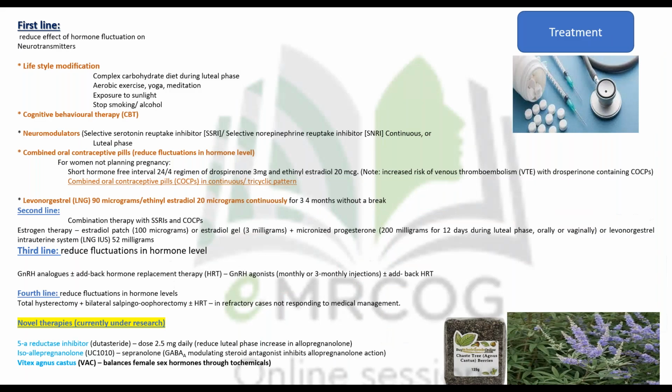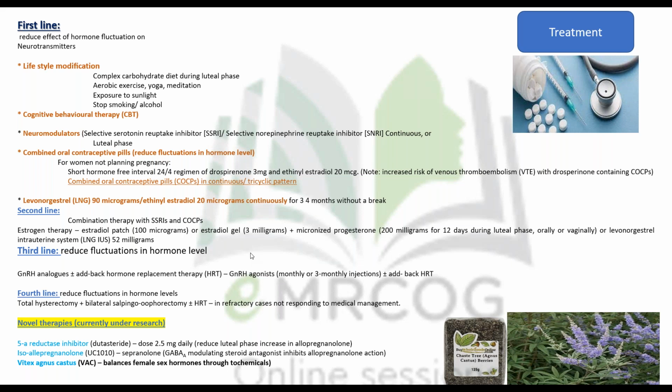Okay, so guys, let's have a look again at the treatment. We have reached the third line of treatment. First line, remember: lifestyle modification, CBT, a neuromodulator like SSRI, or for the woman who doesn't want to have children now, we can use a combined hormonal contraceptive, or a combination of levonorgestrel and ethinyl estradiol for 3-4 months without a break. Second line is a combination of SSRI and COC, or a combination of SSRI and estrogen therapy, estradiol patch plus micronized progesterone or levonorgestrel.